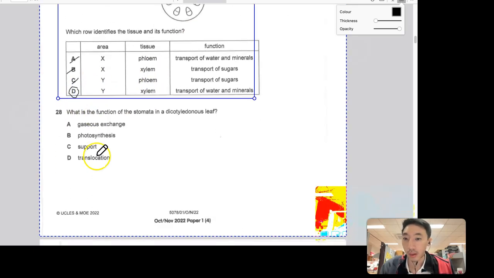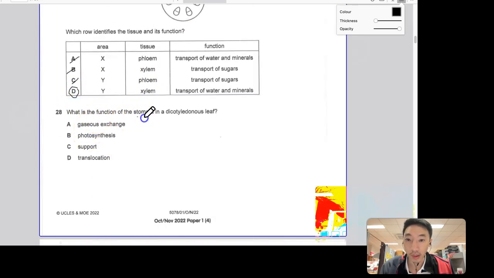What is the function of the stomata in a dicotyledonous leaf? So we have a leaf. At the bottom of the leaf, we have all these guard cells, and in between the guard cells, there's a hole called the stoma, where the gas exchange can happen. So carbon dioxide can enter in, then oxygen, which is produced with photosynthesis, can exit from the leaf. So this is called gaseous exchange.